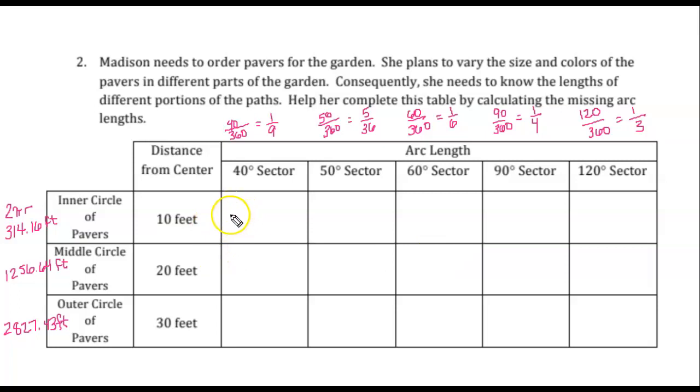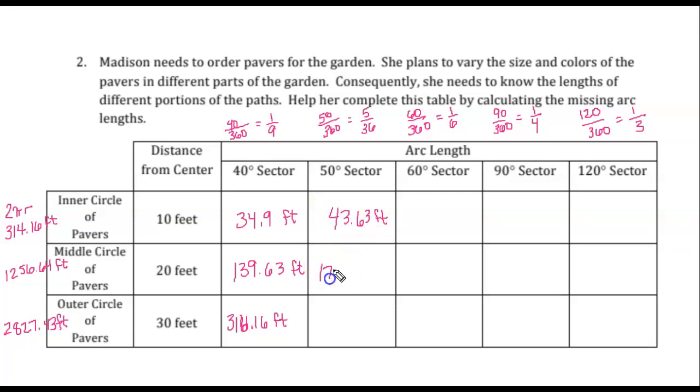For the 40-degree sector, the 10-foot circle is going to have an arc length of 34.9 feet. The middle circle will be 139.63 feet. And the larger circle is going to be 314.16 feet. For the 50-degree sector, it's going to be 43.63 feet.